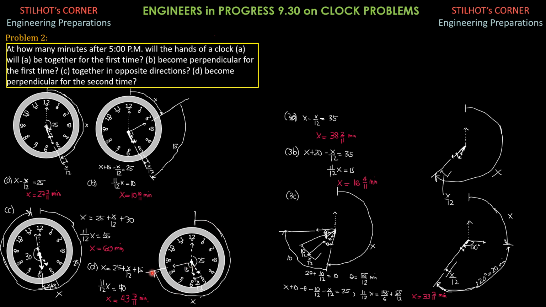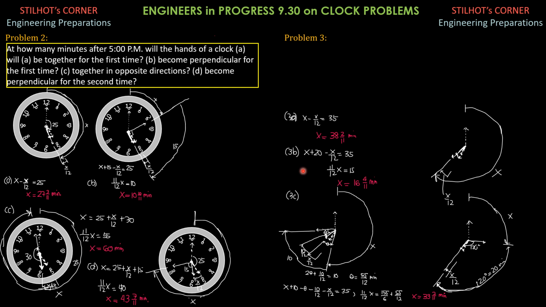Therefore, x is from 12 to 5:25 plus x over 12 plus 15. So solving for x is 43 and 7 over 11 minutes.